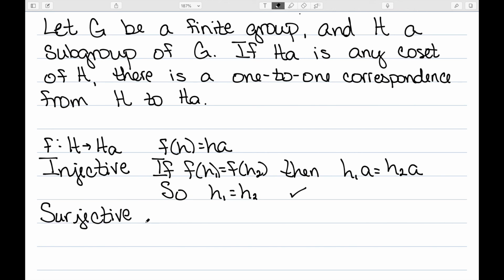For surjective, every element of capital HA looks like a little hA for some h in capital H. Well, f of h definitely maps to that. So this one's very obviously surjective. So this is a one-to-one correspondence. So we've shown that for finite groups and subgroups, all the cosets will have the same number of elements.